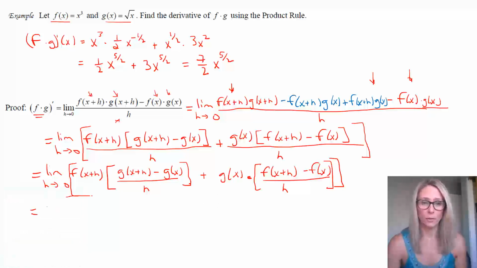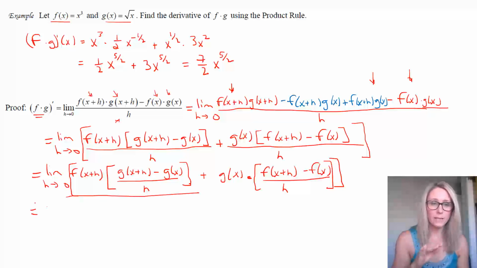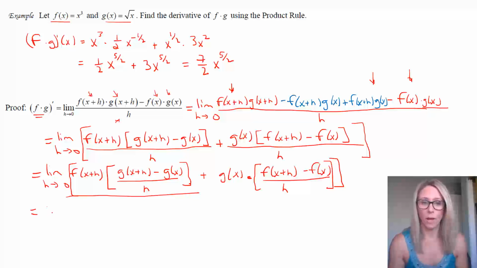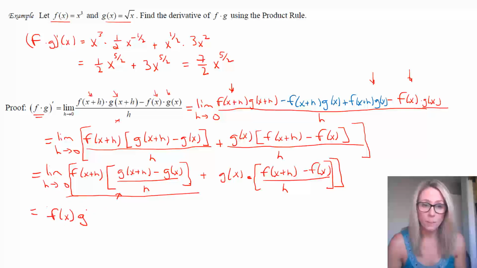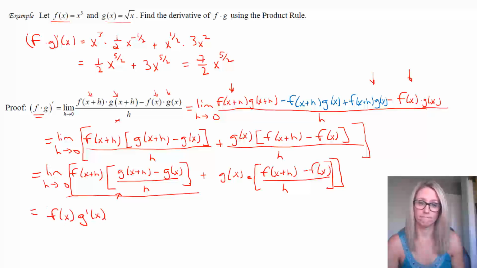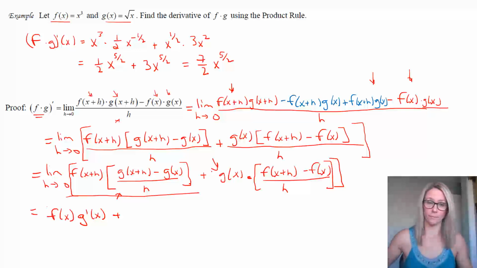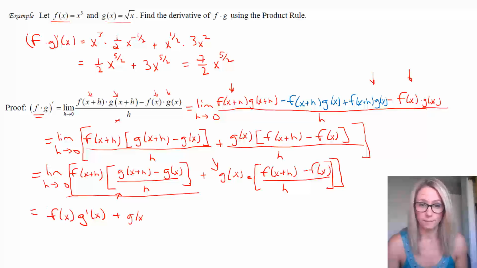When I take the limit of this first piece right here, as h goes to 0 of f of x plus h, all that happens is h goes to 0 and I'm left with f of x. When I take the limit of the second piece, notice that is just the derivative of function g using the limit definition. So when I take the limit as h goes to 0 of that thing, I just get g prime of x. When I take the limit as h goes to 0 of g of x, it doesn't even have an h. So it's just g of x.